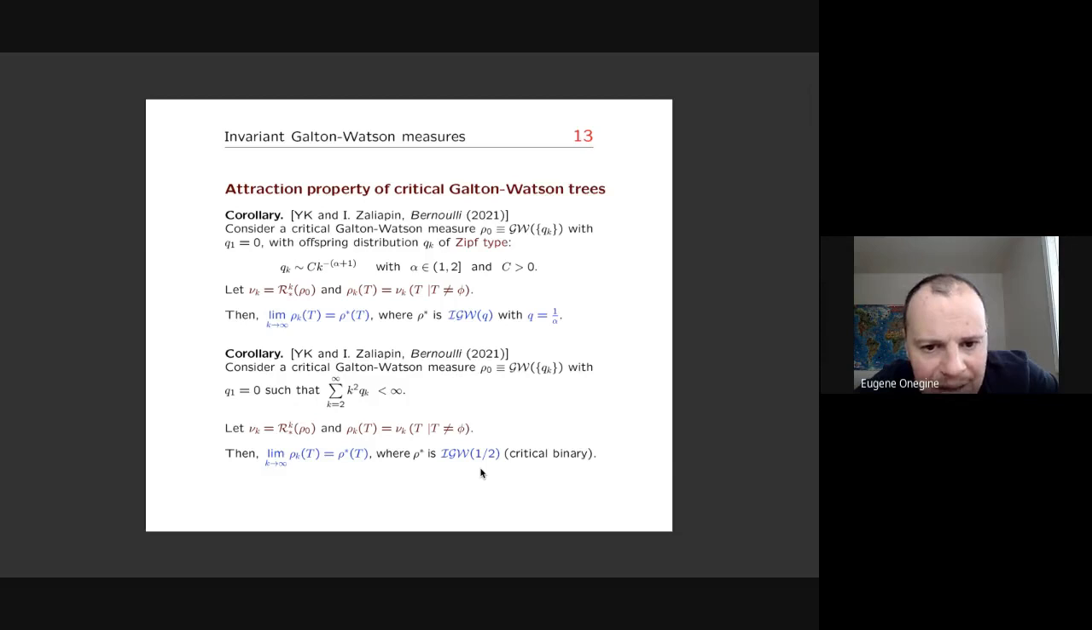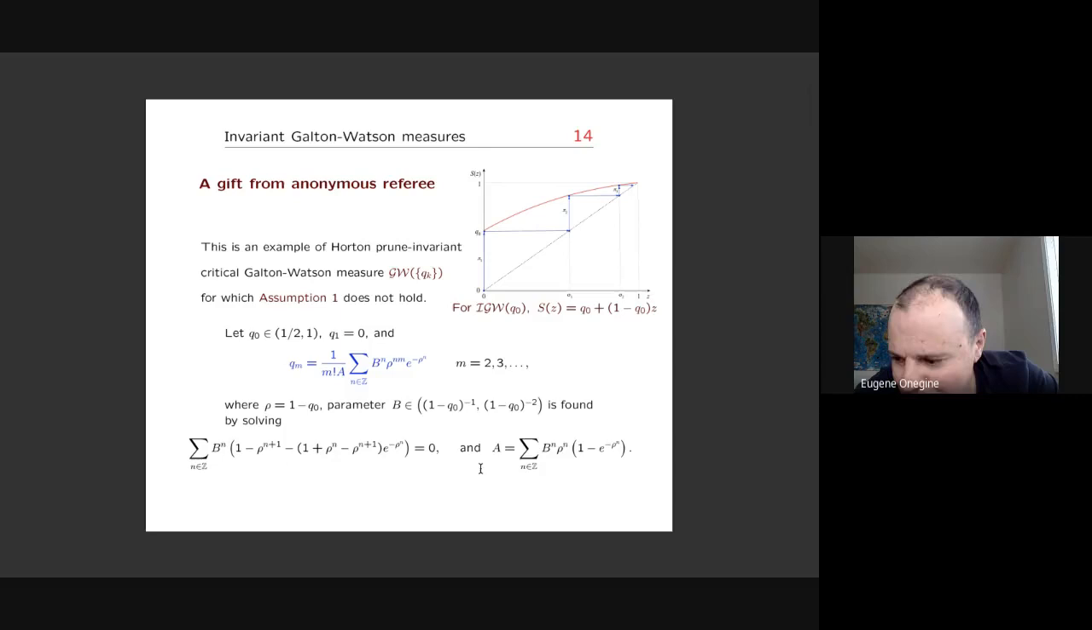Now, we were given a gift by a referee who noticed a measure that does not satisfy assumption 1 is also an invariant measure, and it has this very interesting construct of Q sub m. And so it falls out of the theory, but it's very curious because our IGW measures you can write exactly the same way with an integral instead of the sum. But because of the summation over all integer numbers here, we have this little bit of irregularity. So let me explain it on the picture.